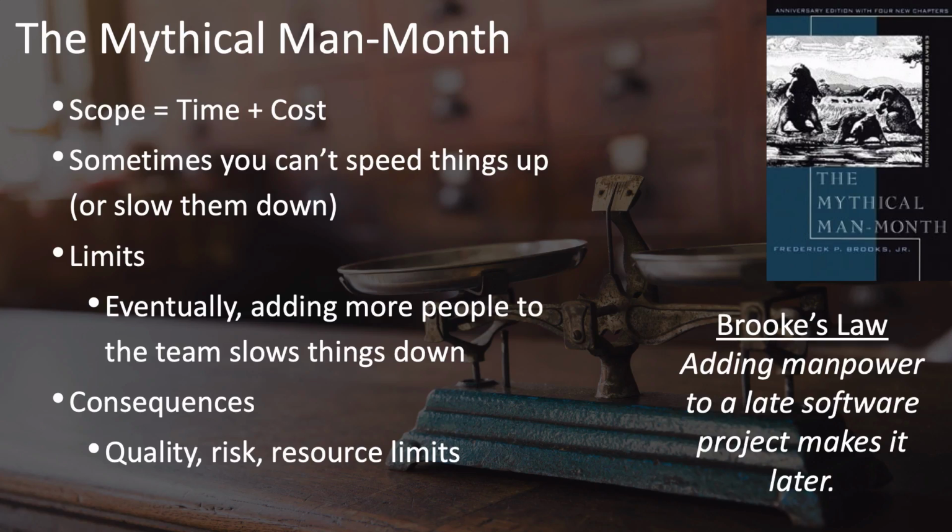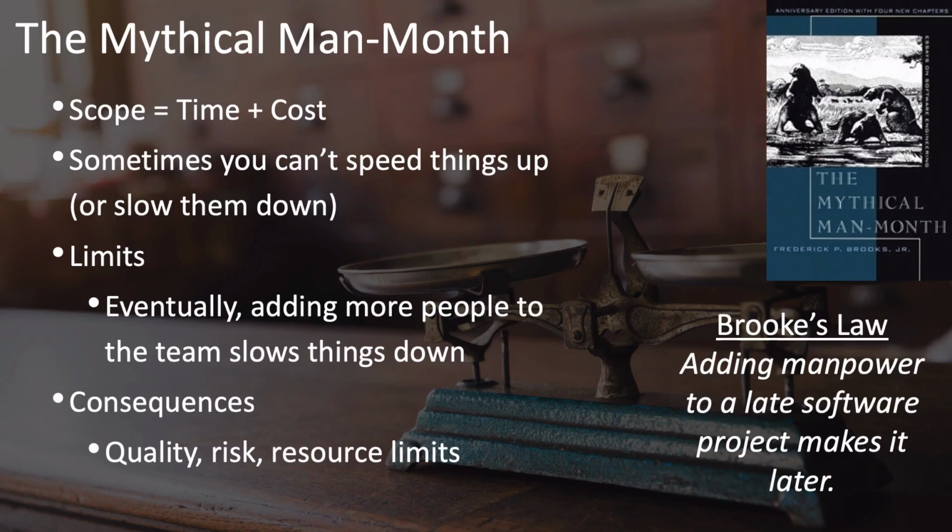In fact, eventually adding more people to the team actually starts to slow things down rather than speed things up. This is because of the need for new people to be trained and for the additional coordination needed between team members. As stated famously by Brooks Law, adding manpower to a late software project makes it later. This principle that you can't just double the number of people on a project in order to cut the time in half was popularized in Frederick Brooks's The Mythical Man Month.